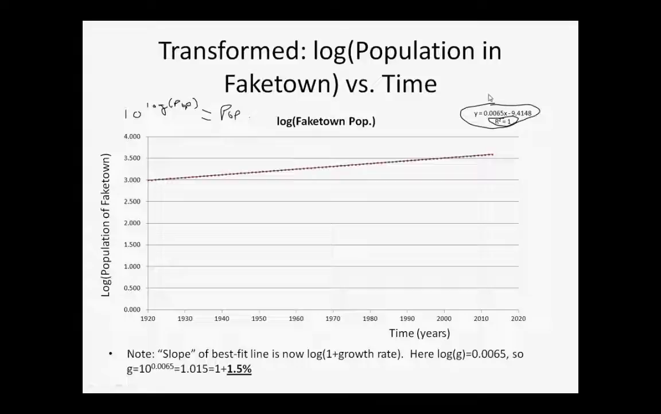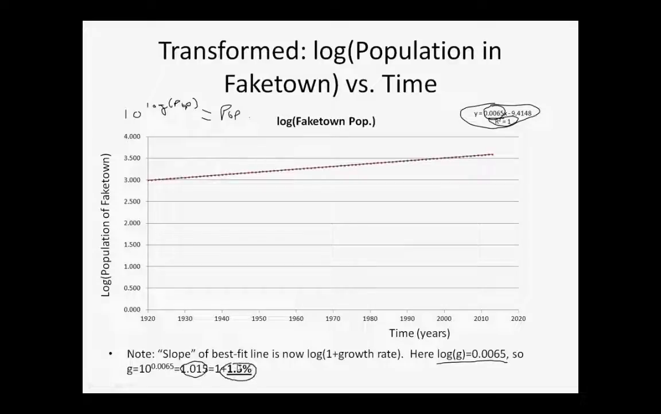But what you do get out of this equation actually is that this slope here is actually log of 1 plus the growth rate. So in other words, if I call it log of g and say that's equal to this 0.0065 that I got up here, I can actually find my growth rate really easily, because it turns out that if I find g here, so 10 raised to the 0.0065, then I find that that's 1.015, and that 0.015 is my 1.5%.